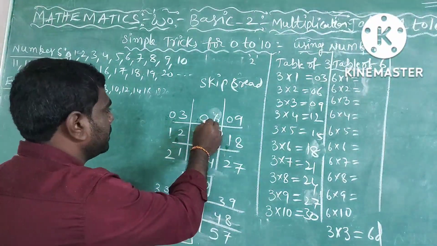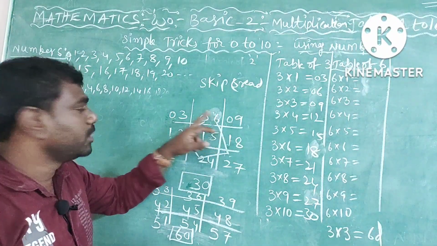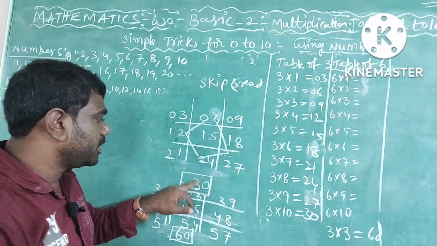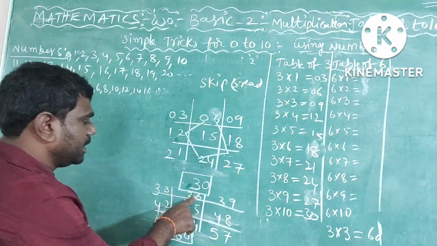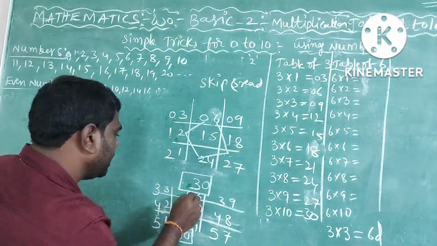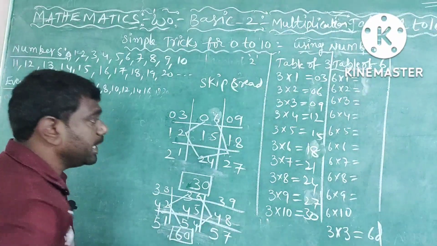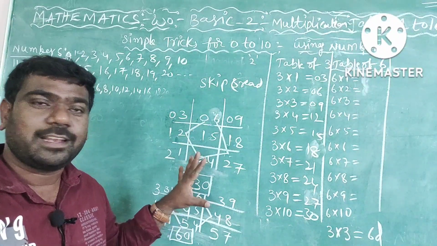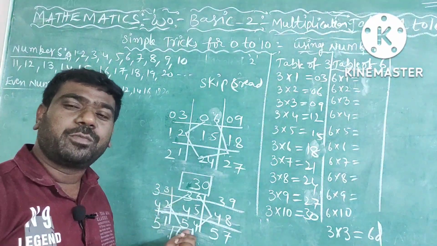See here, if you move like this, you will get: 6 1s are 6, 6 2s are 12, 6 3s are 18, 6 4s are 24, 6 5s are 30. Again skip here: 6 6s are 36. Like this you will get 42, 48, 54, 60. It is the 6 table. So the 6 table is linked with the 3 table. Do you understand? Very simple. Where it ends, the same process as the 3 table process.